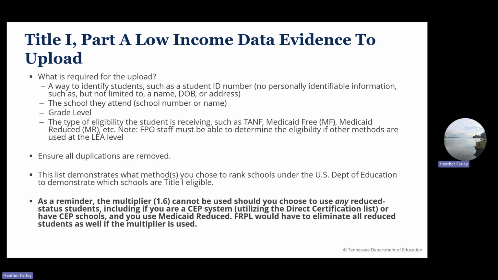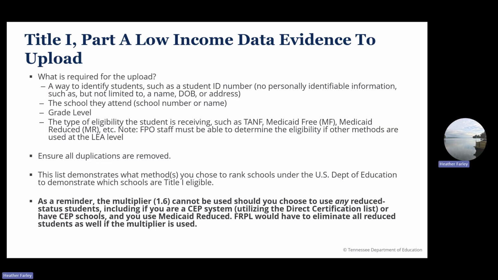Note, if you use different ways to code these, let's say, for example, Medicaid reduced has a code of Z within your LEA, we will need a legend stating that Z means Medicaid reduced, because if you are using the multiplier, you cannot have any reduced students within that report that you are utilizing. So if you're using the direct certification list, remember Medicaid reduced has to be removed in order to use the multiplier.